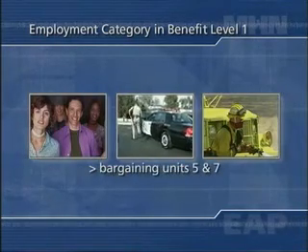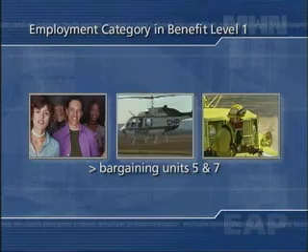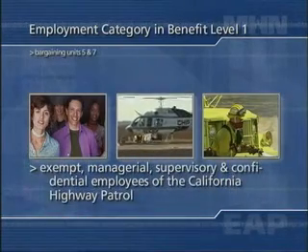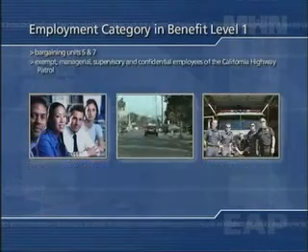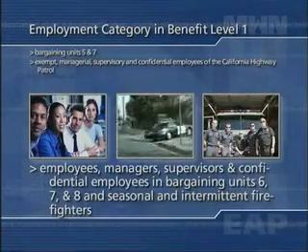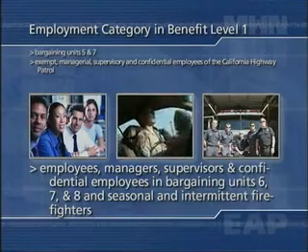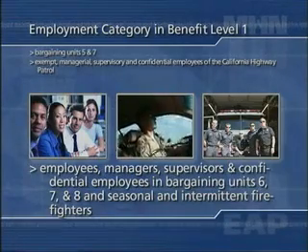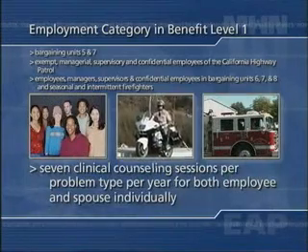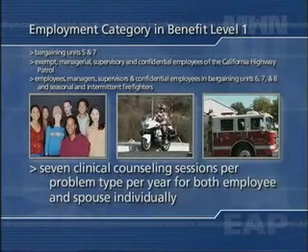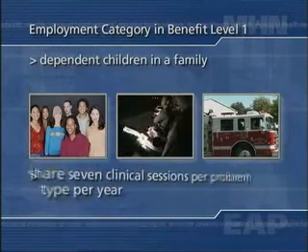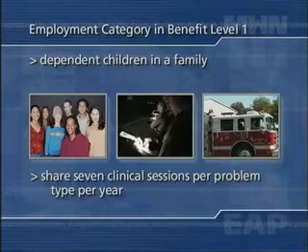Employment category and benefit level 1 includes employees in bargaining units 5 and 7 and all exempt managerial, supervisory, and confidential employees of the California Highway Patrol, employees, managers, supervisors, and confidential employees in bargaining units 6, 7, and 8, and seasonal and intermittent firefighters. This group gets 7 clinical counseling sessions per problem type per year for both the employee and spouse individually. Dependent children in the family may share 7 clinical counseling sessions per problem type per year.